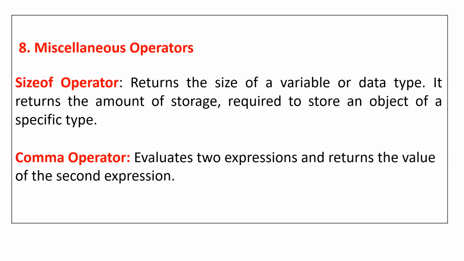Next comes the miscellaneous operators. There are two operators we will discuss in this: one is the sizeof operator and another one is the comma operator. The sizeof operator returns the size of the variable or data type. It returns the amount of storage required to store an object of a specific type. If we declare a variable, it will return the size of the storage occupied by that particular variable. So that is the use of the sizeof operator.